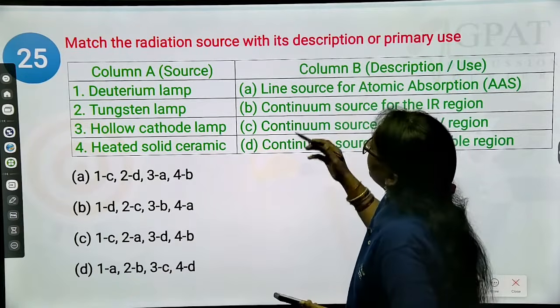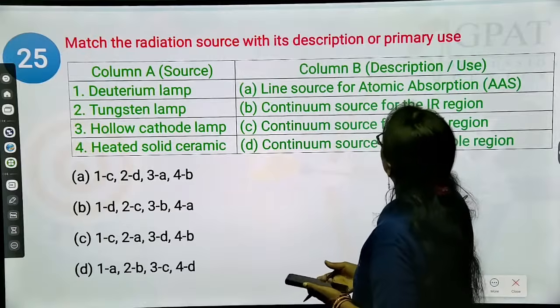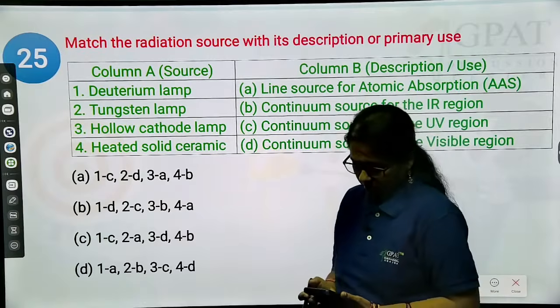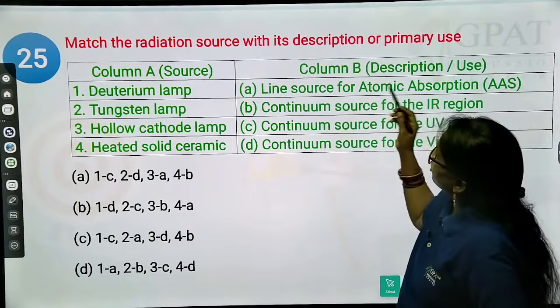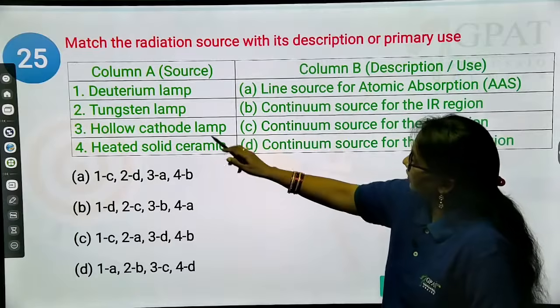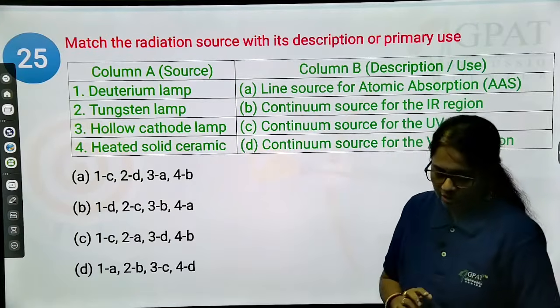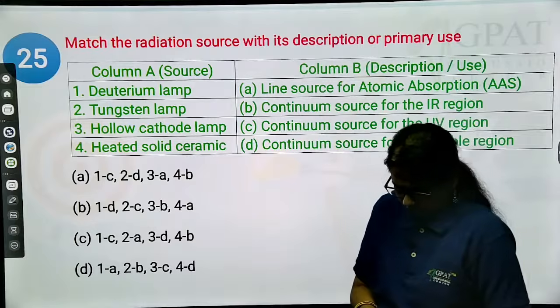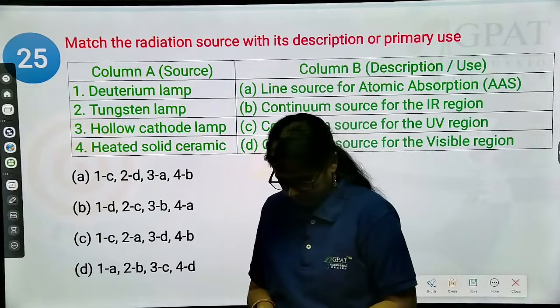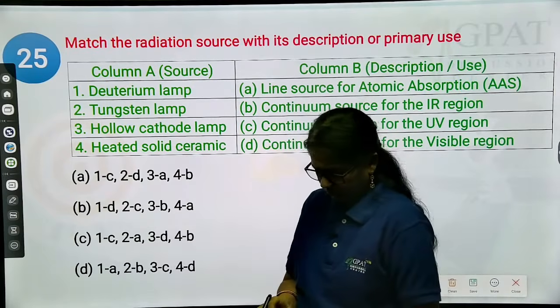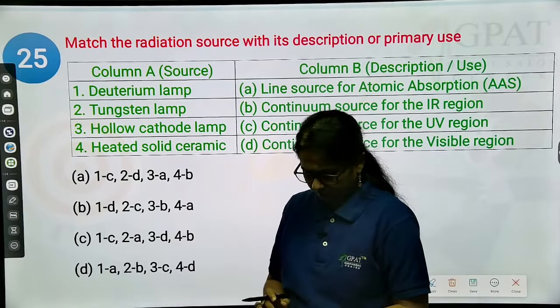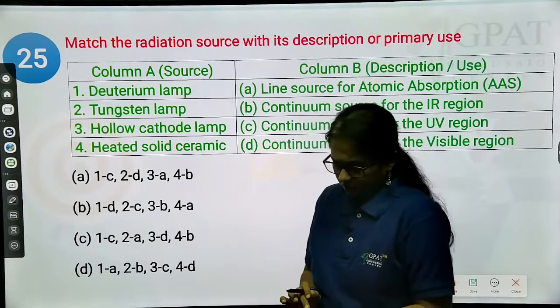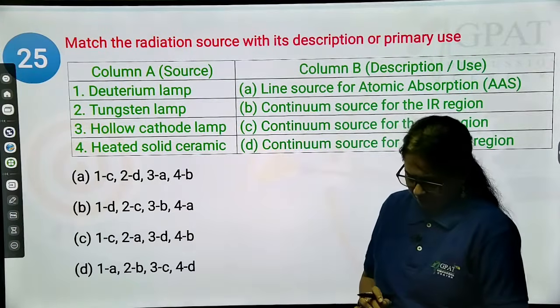Next question, match the radiation source with its description or primary use. Match the radiation source they have given with its primary use they have given. Who has given the right answer? Let me check.